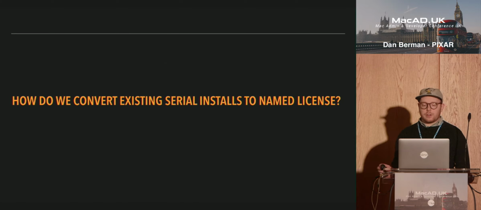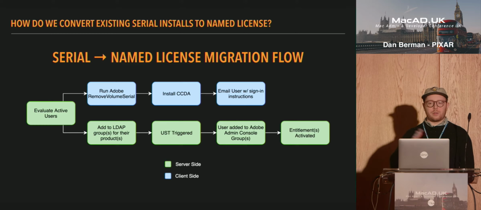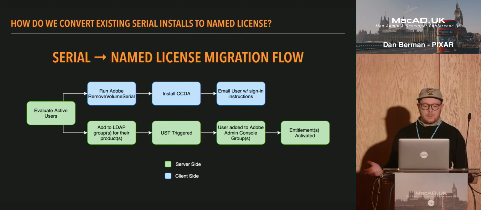So how do we convert existing serial installs to named license, and how do you do it in a way that makes sense for the user? The way we did that looks like this, and you can see in green what's happening server side, and in blue what's happening on the client's machine. So the first thing is we evaluate who are the active users of each app. We do that individually for each app.